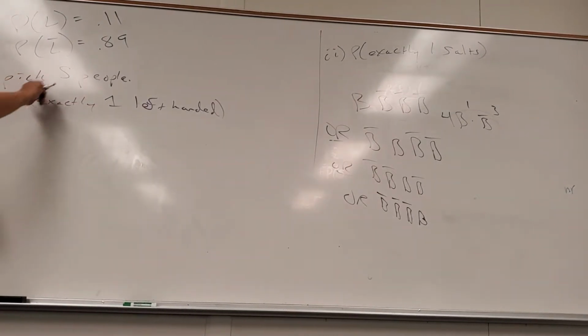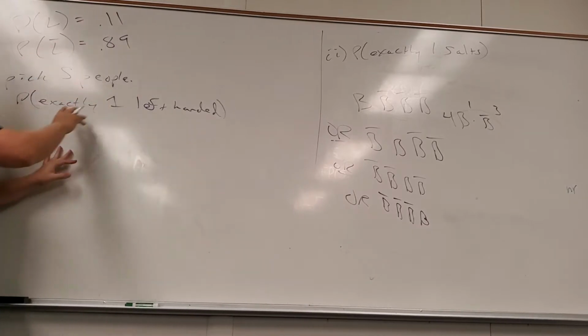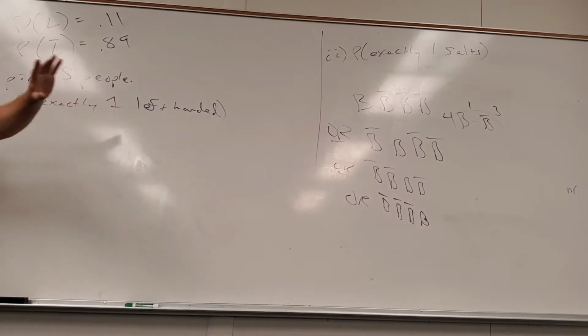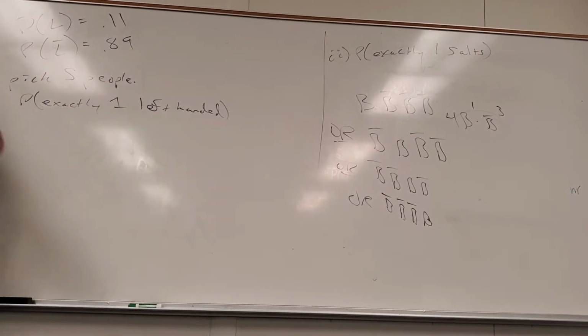If I pick 5 people, what's the probability that exactly one of them is left-handed? So what am I looking for? I'm looking for one to be. All right. So let's call that a success.